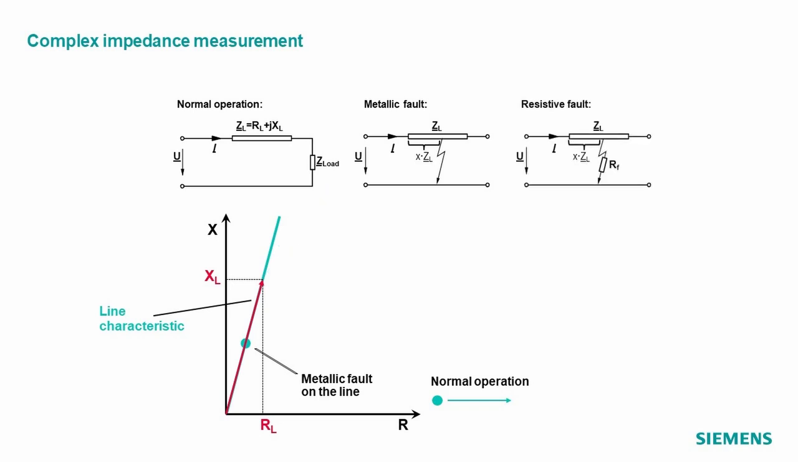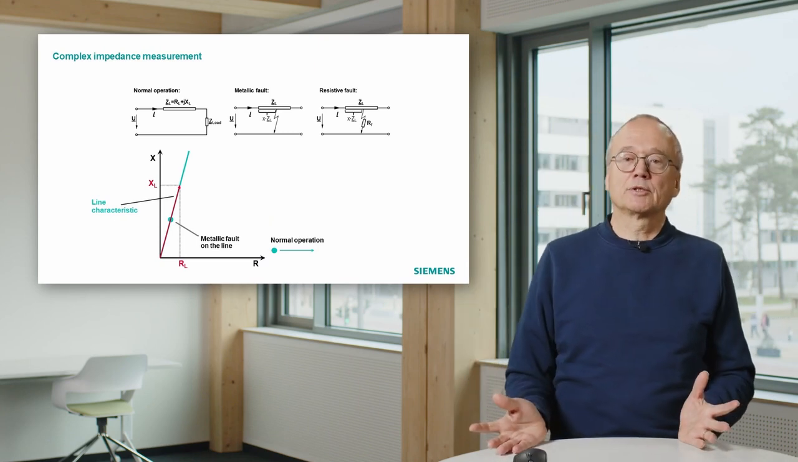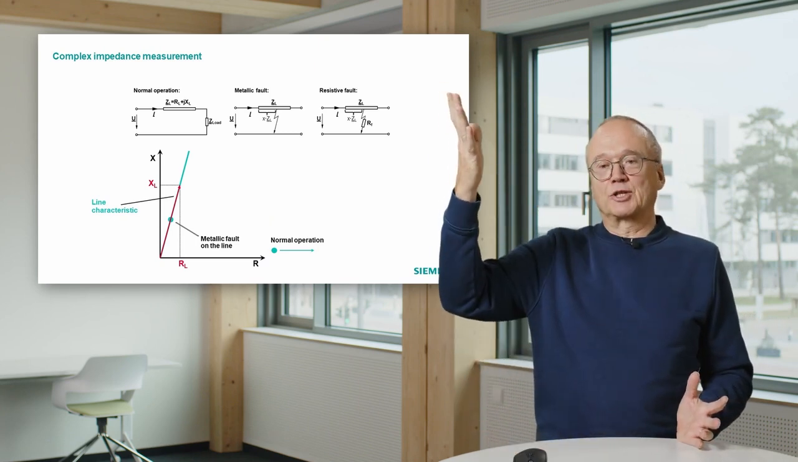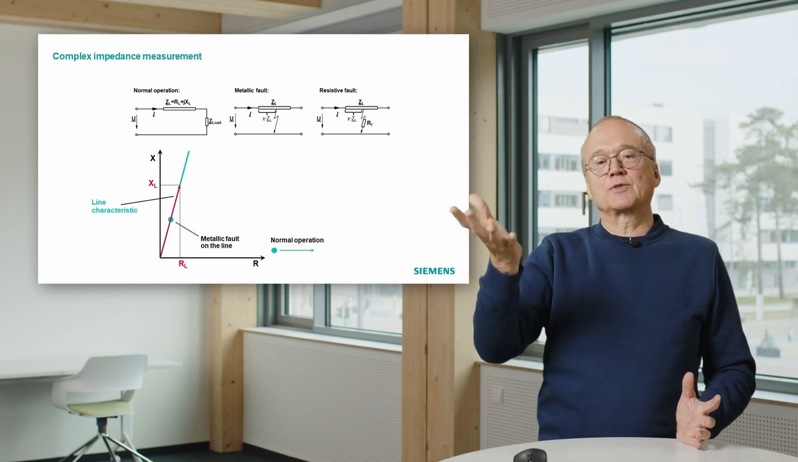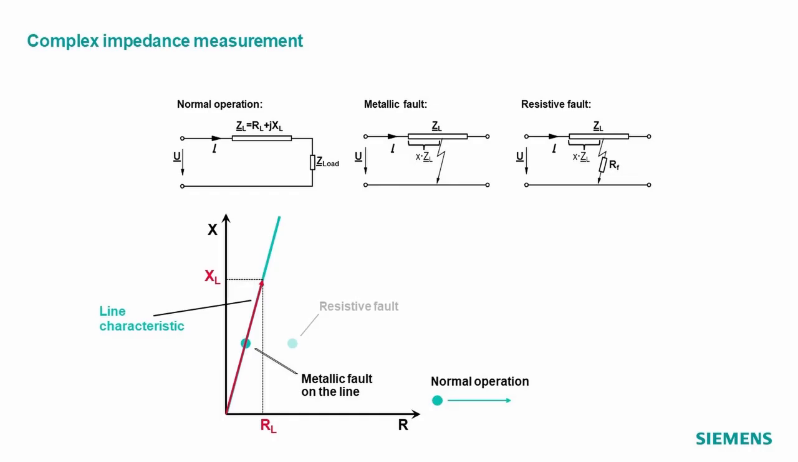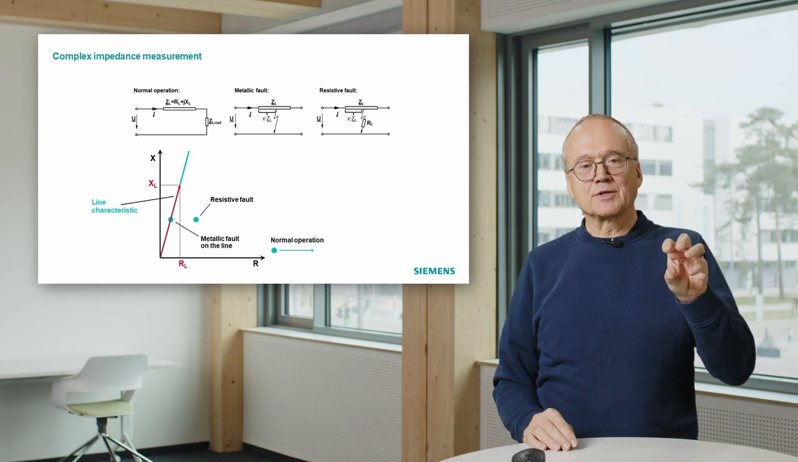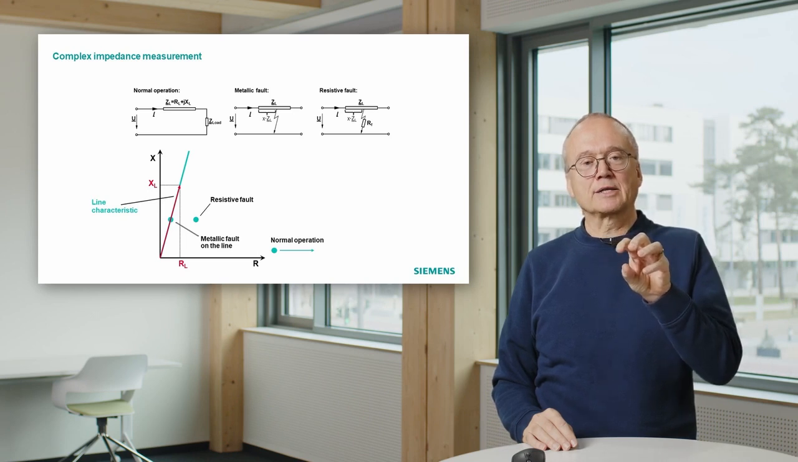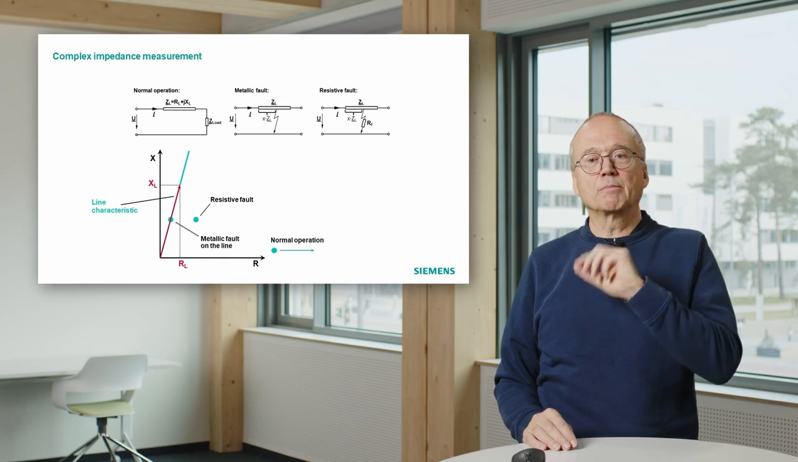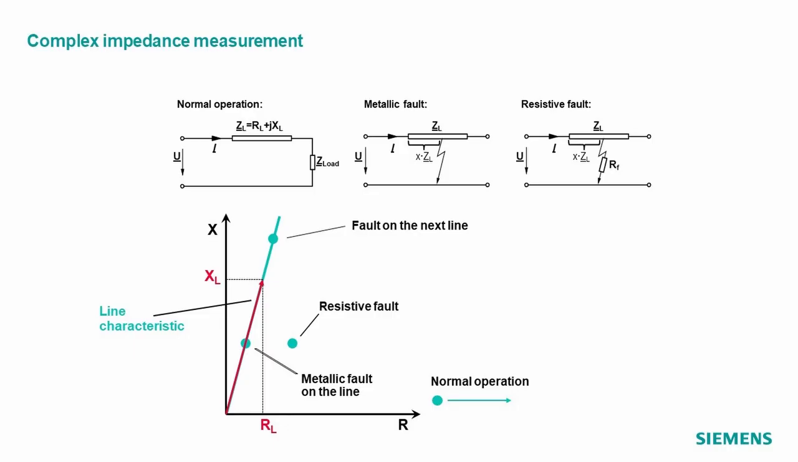And if you have a fault with a fault resistance, that is a thing which also can happen. If you have a phase to ground fault somewhere on the tower, you have a lightning arc with a fault resistance, you have a tower resistance, then you move out to the right. That means a fault without fault resistance is on a certain location on the red arrow. If you have fault resistance, you move to the right. You move to the right, the bigger the fault resistance is. And if you have a fault on the next line, you are somewhere there.